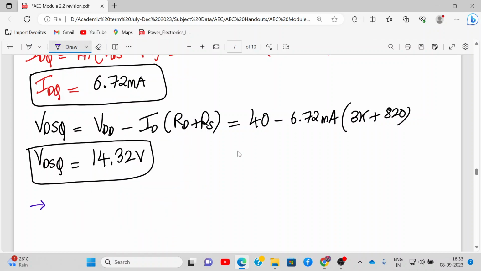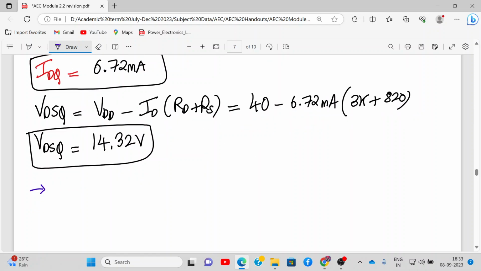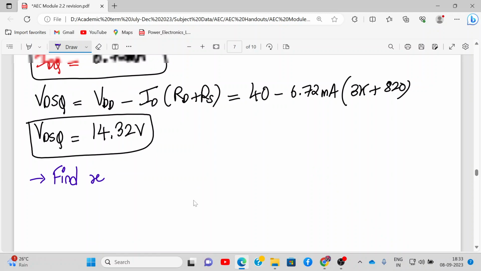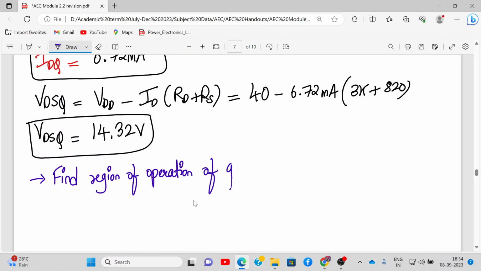Okay. Now we have to find the region of operation. Last step. We need to find the region of operation of the given device, and the given device is NMOS E-type MOSFET.